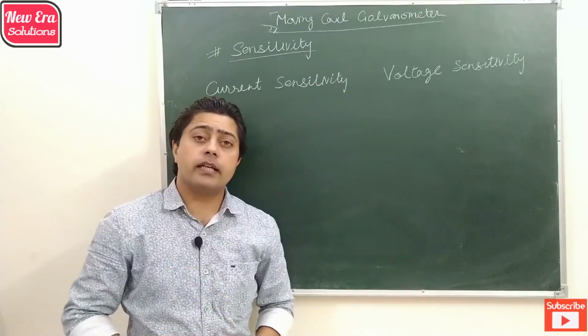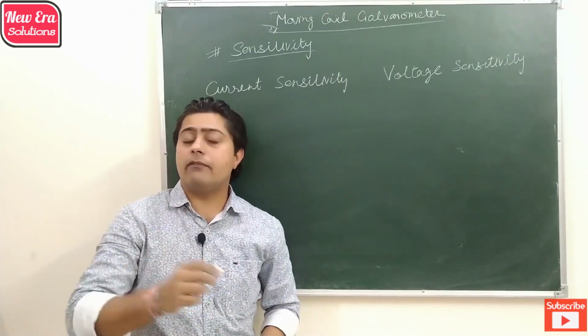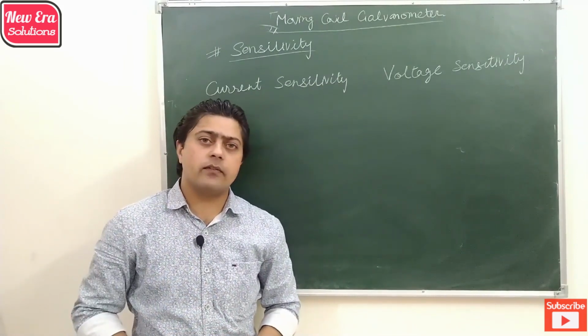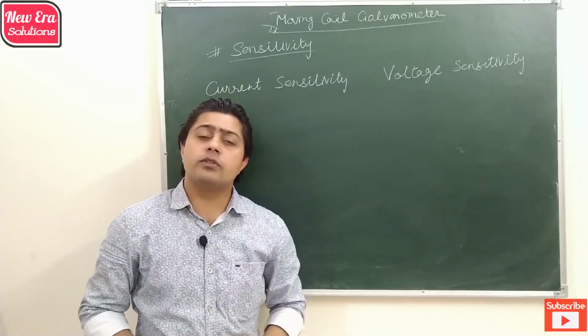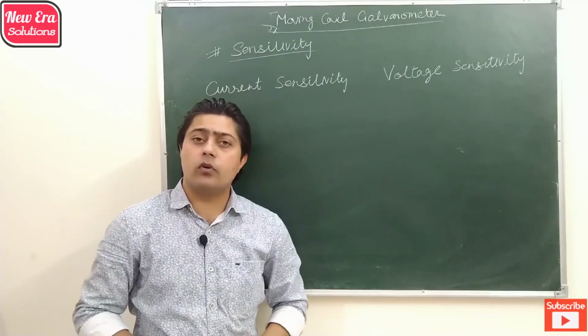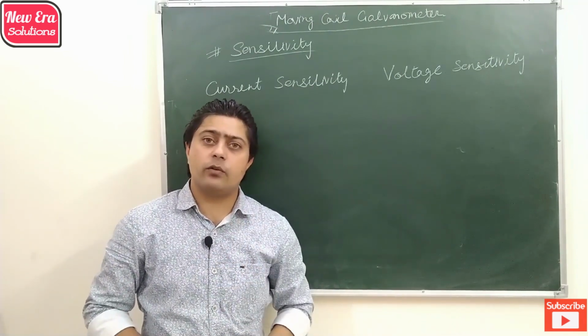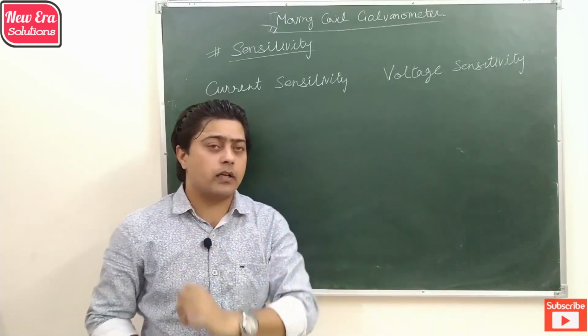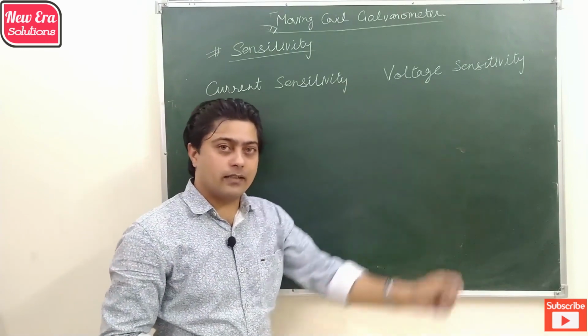So the next important thing about the moving coil galvanometer is its sensitivity. A galvanometer is said to be more sensitive if it shows a high deflection even for a small change in current or a small change in applied voltage. That's why the sensitivity of a galvanometer is categorized in two parts. First is current sensitivity, second is voltage sensitivity.